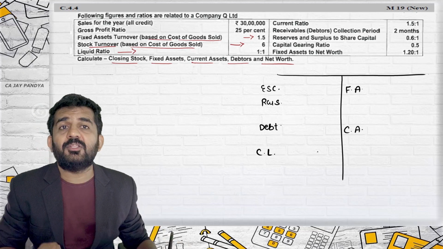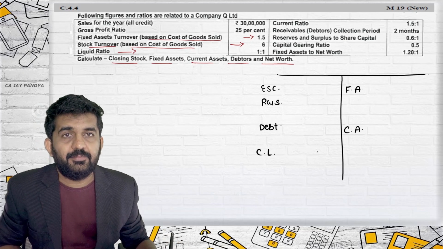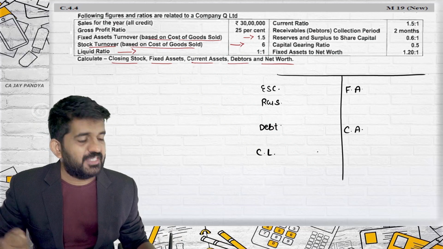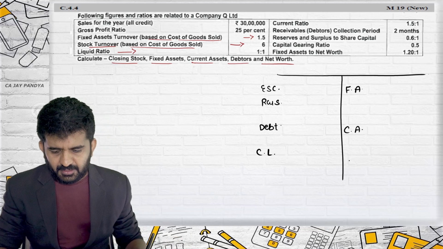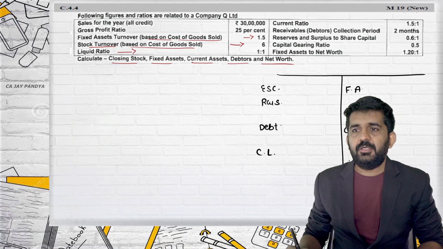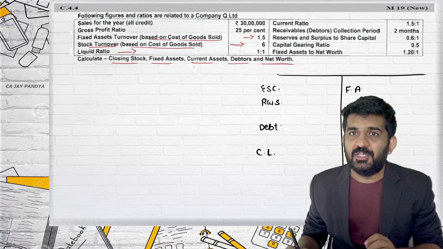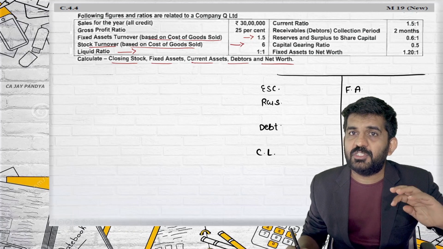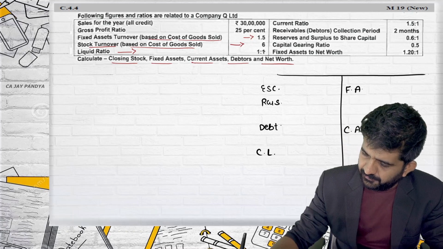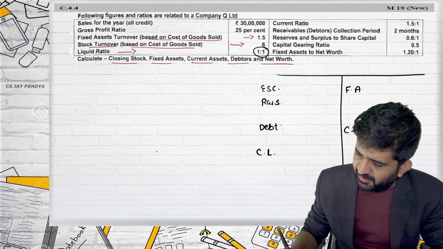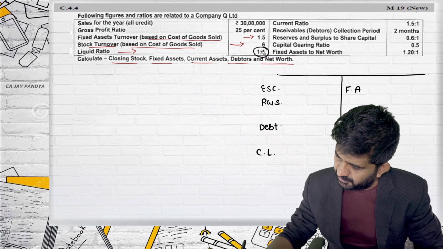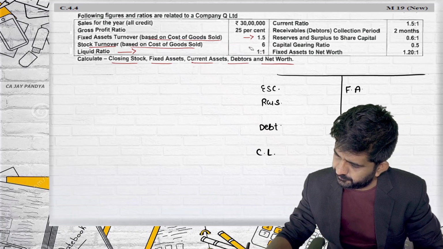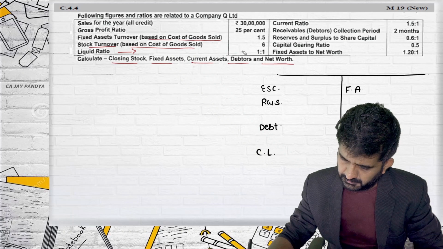So these are the pieces of information which are there. Which information is directly available? None of the information is directly available. Now try to concentrate. With some figures, you can find out some direct figures.